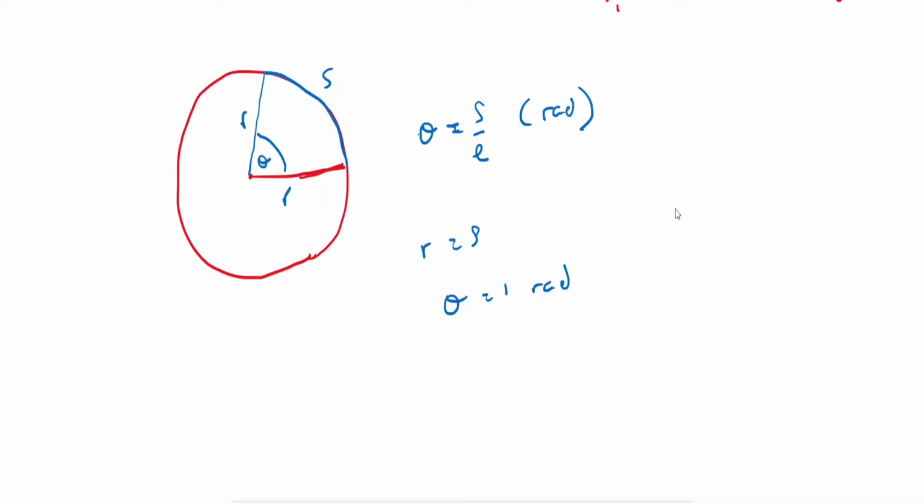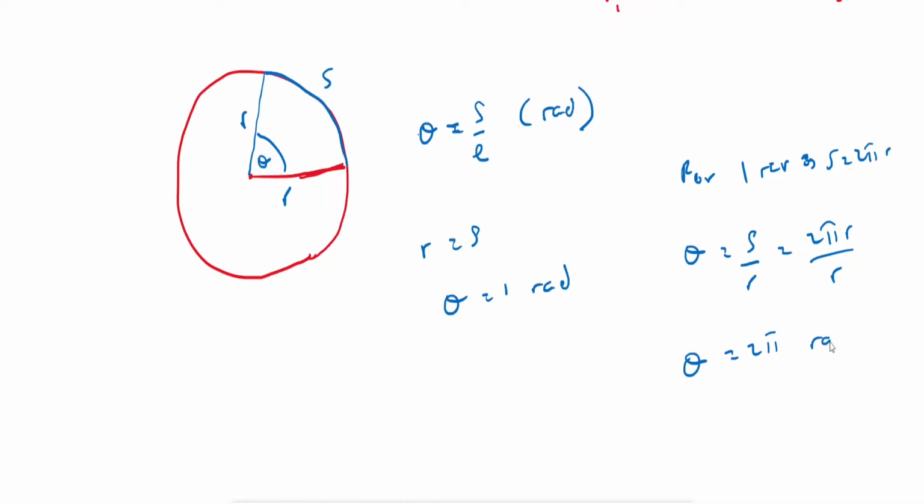Now for 1 revolution, we already know what a revolution is. For 1 revolution, the distance that we are going to cover, s, is going to be equal to 2 pi r. So what is theta for 1 revolution? Theta is going to be s over r, which is 2 pi r over r. So for 1 revolution, theta is going to be 2 pi, and this is already in radians. So what are these radians?